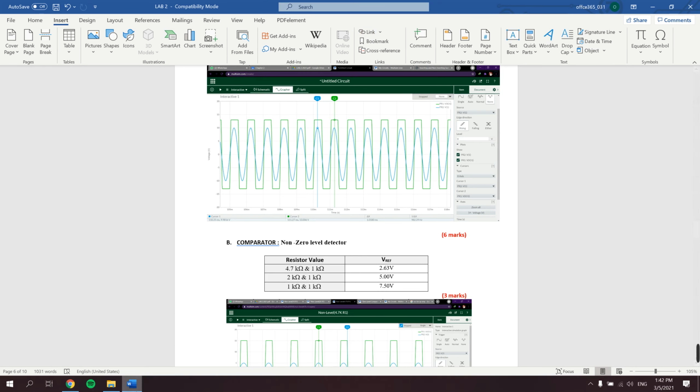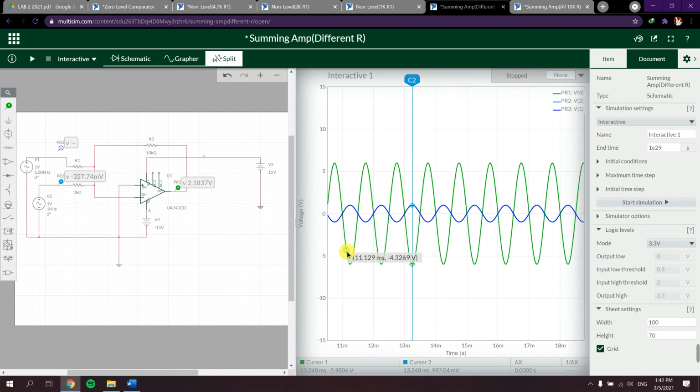Next is the summing amplifier. What is a summing amplifier? A summing amplifier is an amplifier that can add two voltage sources. That is why it's called summing, because it adds up the voltages of the sources. In this case we have 1 volt and 1 volt. We have two types of summing amplifier.